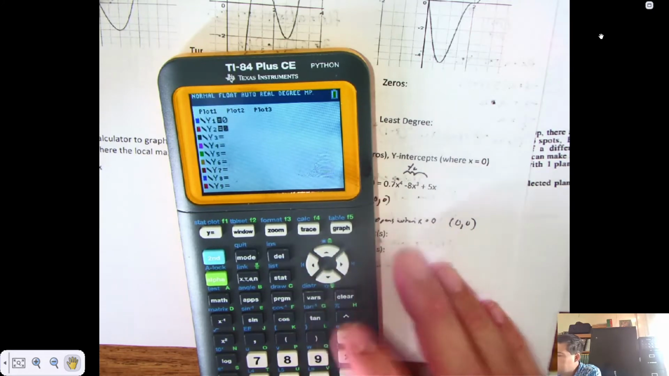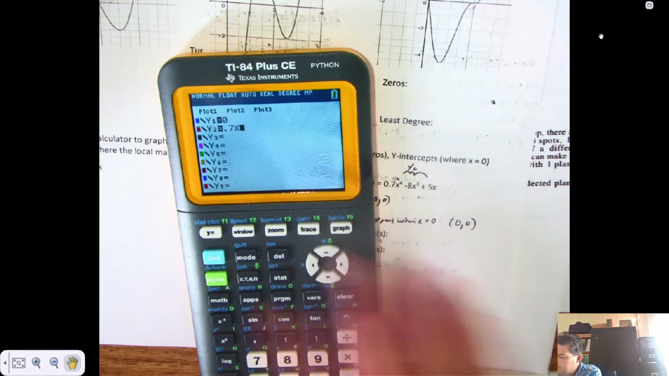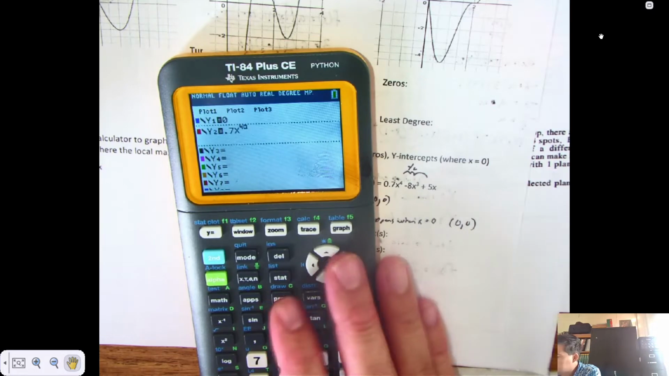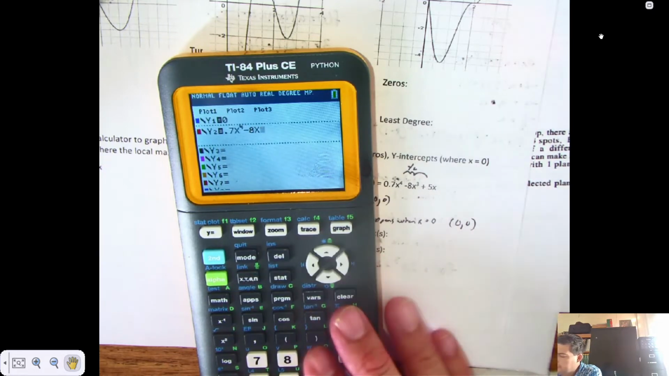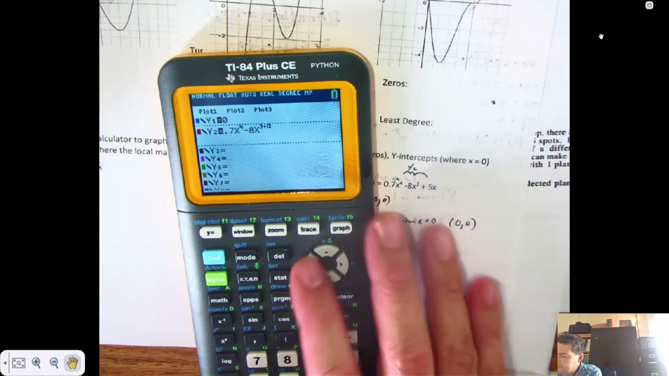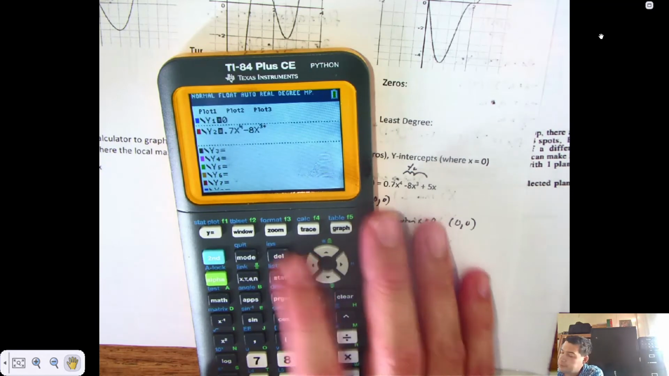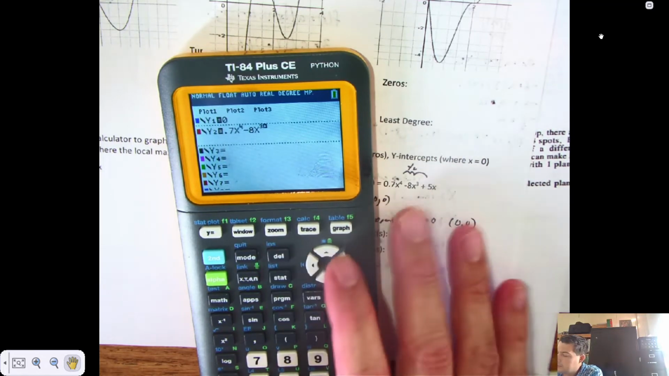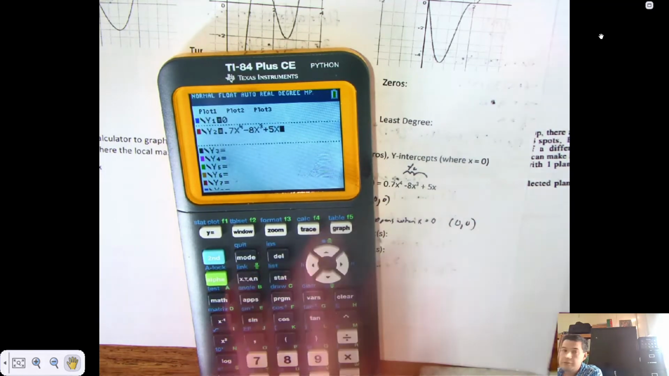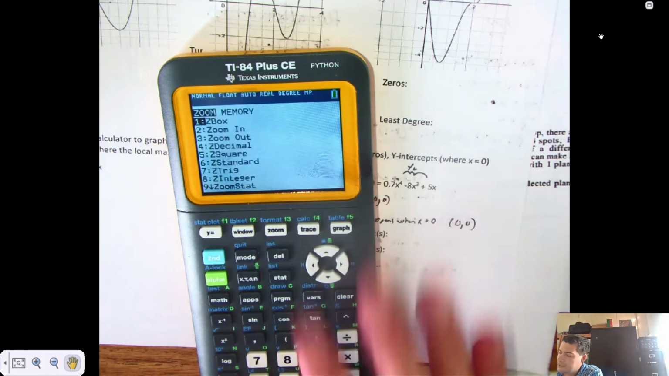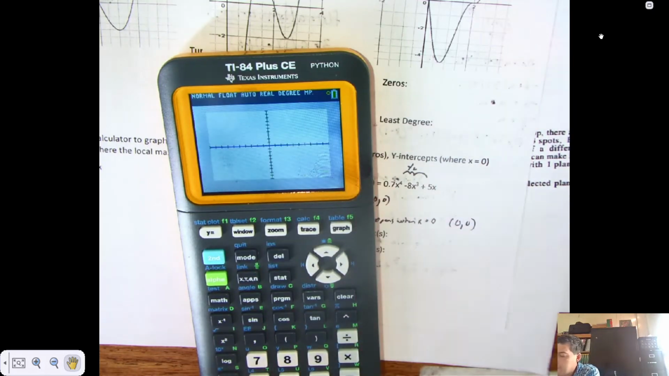So 0 in y1, 0.7x to the fourth, minus 8x to the third, plus 5x. So got to pay attention to what I'm doing here. Plus 5x into y2, zoom 6. There's your y equals 0 line. And there's your funny looking polynomial.